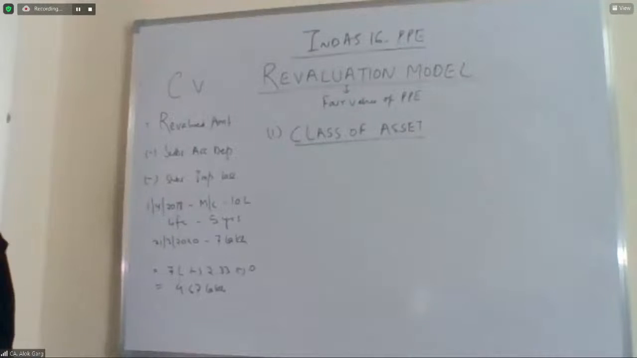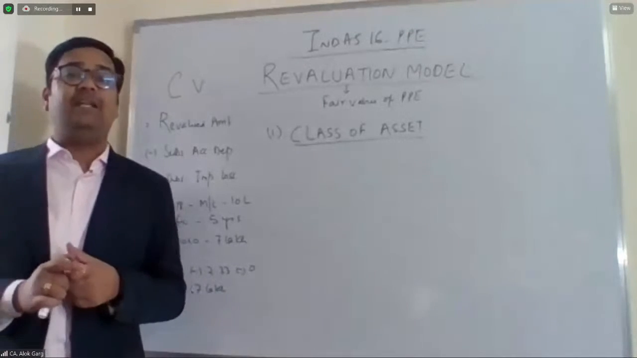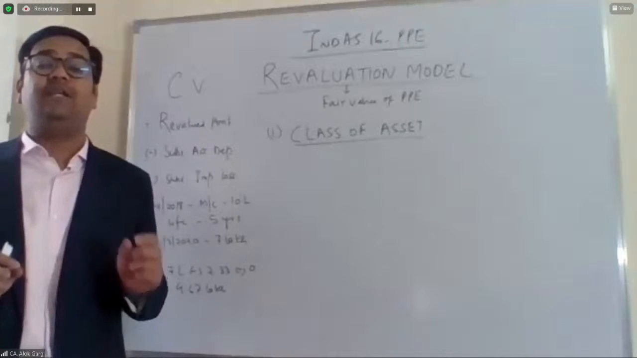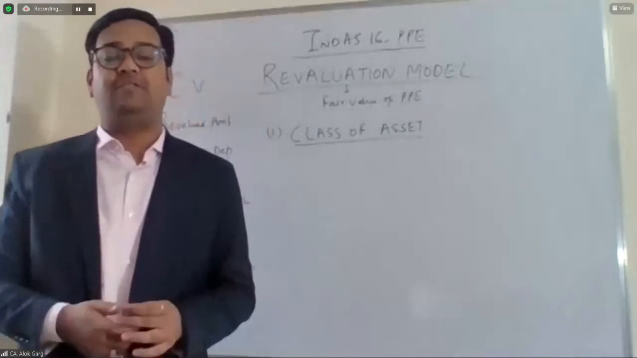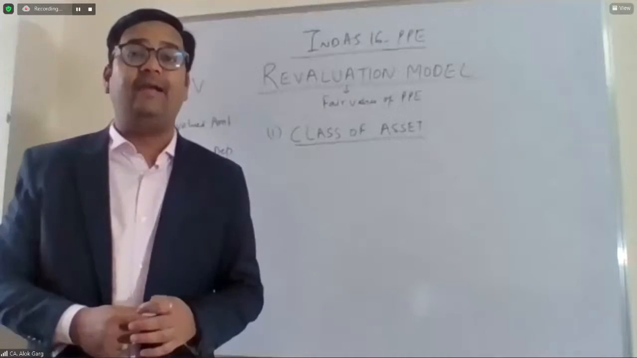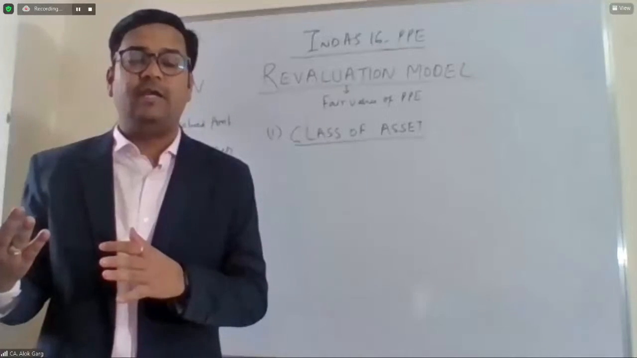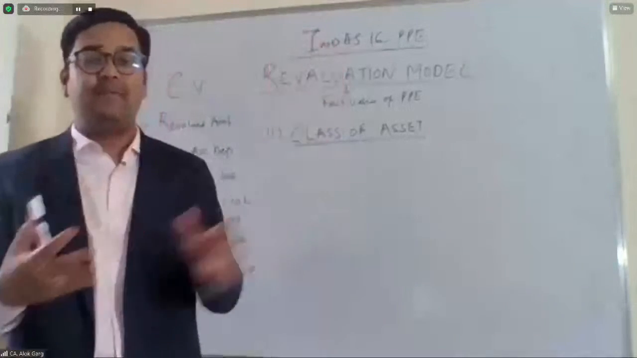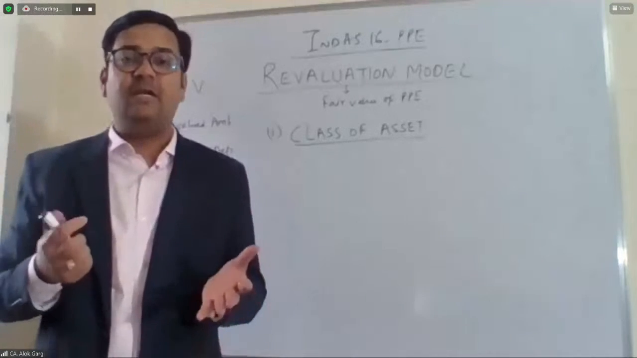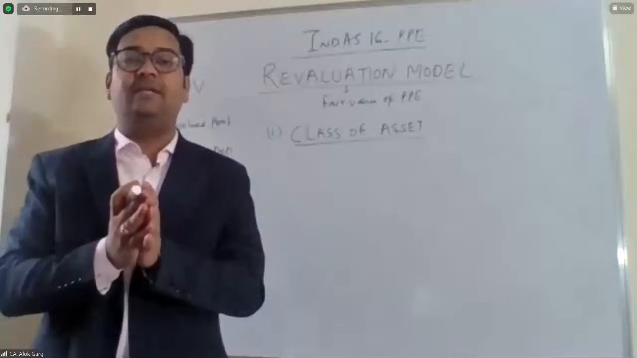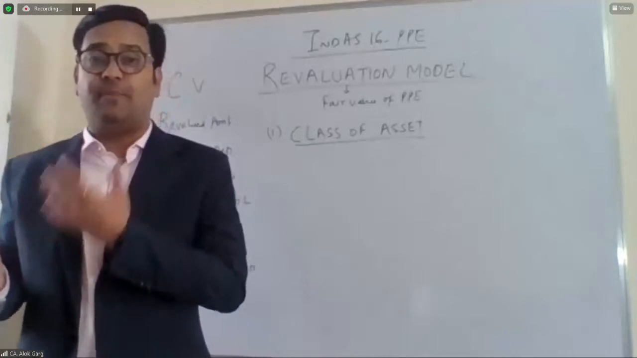What is meant by class of asset? A grouping of assets of a similar nature and use in the entity's operation. What could be the example of class of asset? Factory building, land, office building, vehicle, furniture and fixtures, plant. So these are the examples of class of asset. So class of asset means grouping of asset of a similar nature and use in the entity's operation.